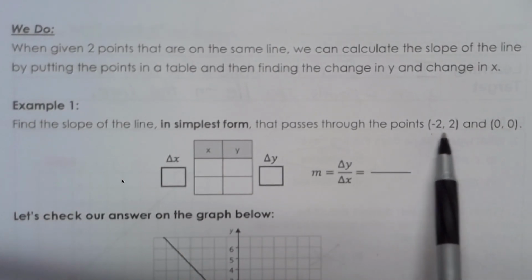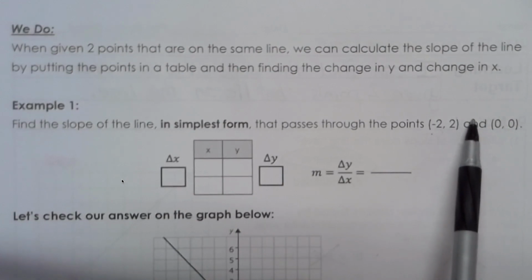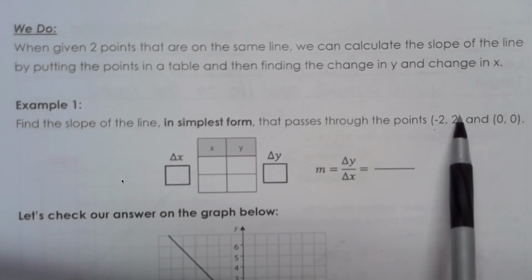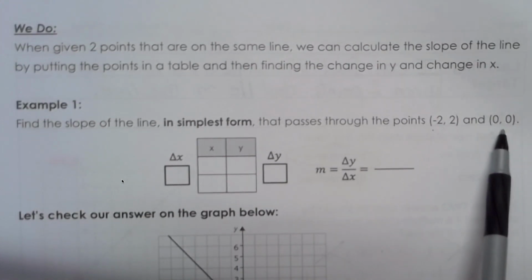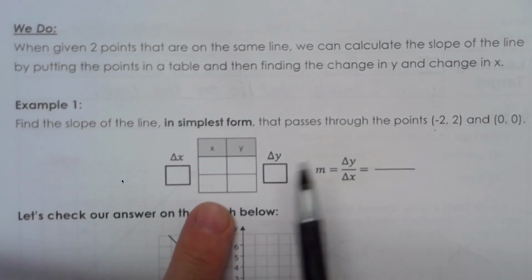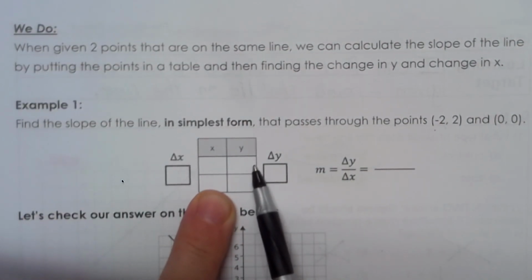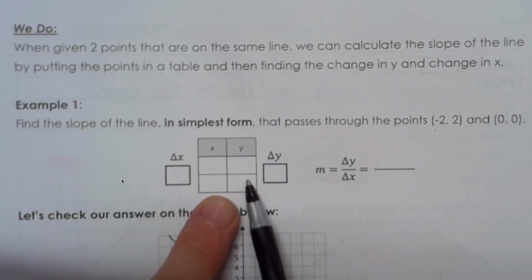How can I figure out what the slope of this line is when I can't even see the line graphed? The method we're going to use is we're just going to put these 2 points in a table. We actually did slope from a table in Unit 3. I forget what lesson that was, but go back to your Unit 3 lessons. We did slope of a line from a table.